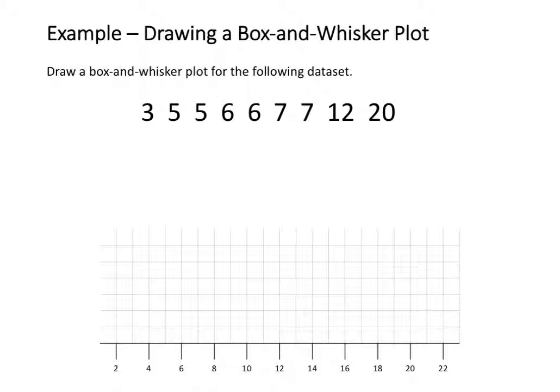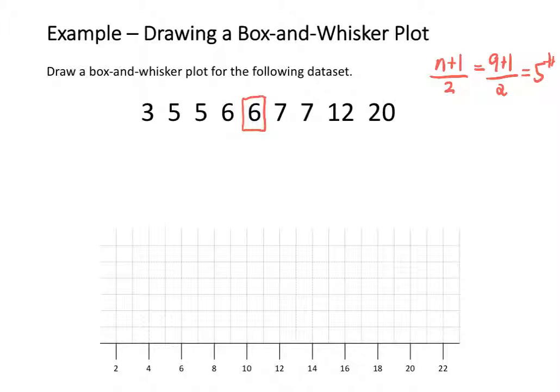The first part of doing that is we need to find the median, and we use our formula: n plus 1 divided by 2. There are 1, 2, 3, 4, 5, 6, 7, 8, 9 numbers. 9 plus 1 divided by 2 is 5th. So we're looking for our 5th term, which is going to be our median term. 1, 2, 3, 4, 5. So our 5th term is 6, and our median is going to be 6.